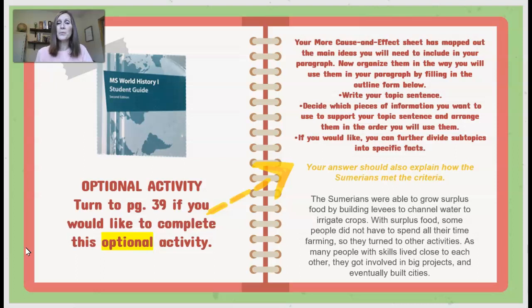The Sumerians were able to grow surplus food by building levees to channel water to irrigate crops. With surplus food, some people did not have to spend all their time farming, so they turned to other activities. As many people with skills lived close to each other, they got involved in big projects and eventually built cities.